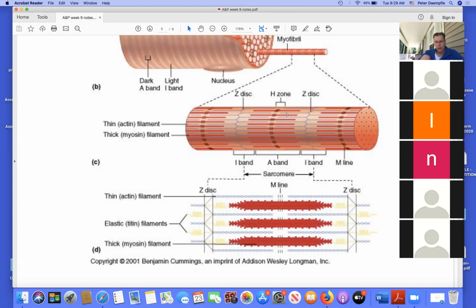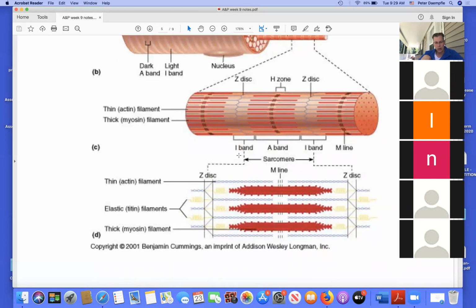The thick bands are the myosin. The thin bands here are the actin. So I want to say that the area in between these Z discs, between this one and this one, is a sarcomere. So that's one sarcomere, another sarcomere, another sarcomere. Again, this is a cartoon of it.